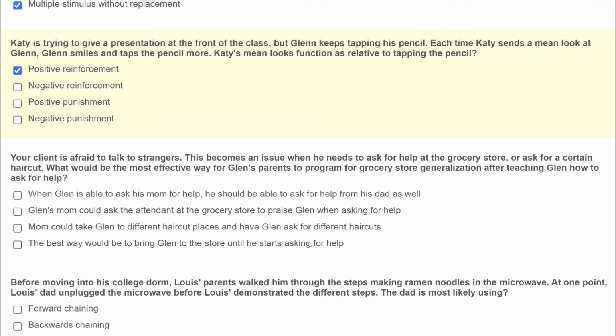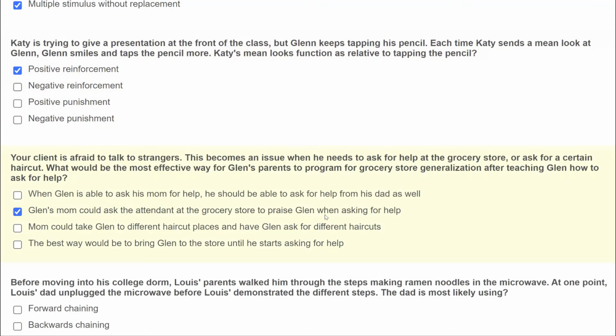So again, more of a difficult question, maybe a 7 or 8, but if you break it down, there's really only a couple answers you might want to choose from, A or B, and then when you really break it down, A doesn't have anything to do with the grocery store. Only B does. And in B, we're using the natural environment to reinforce Glenn's behavior. So to program for grocery store generalization, Glenn's mom could ask the attendant at the grocery store to praise Glenn when asking for help.